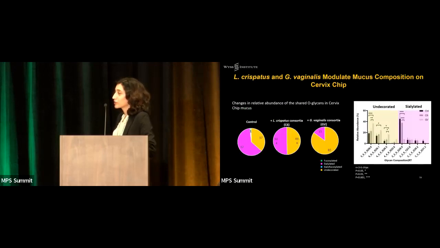And also the O-glycomic analysis showed that the presence of the G. vaginalis significantly reduces the O-glycosylation profile, and specifically the sialic acid O-glycosylation. And again, this goes back to G. vaginalis having a sialidase enzyme, and that directly cuts off a lot of sialic acid from the mucus.